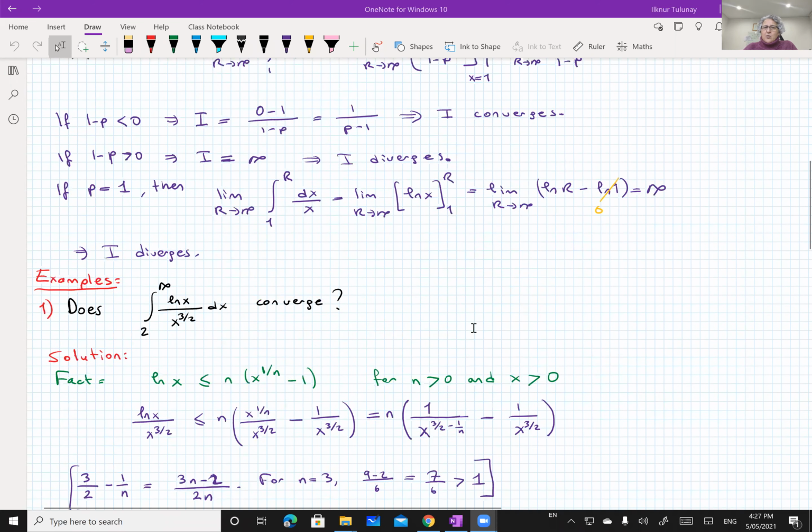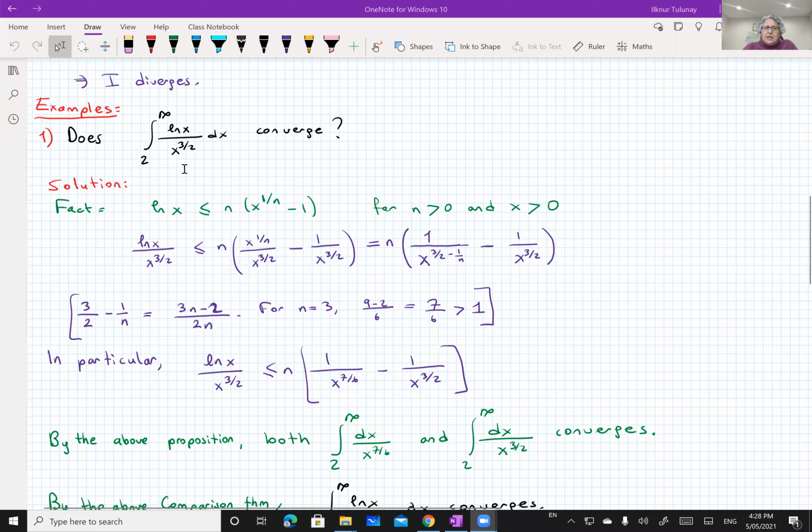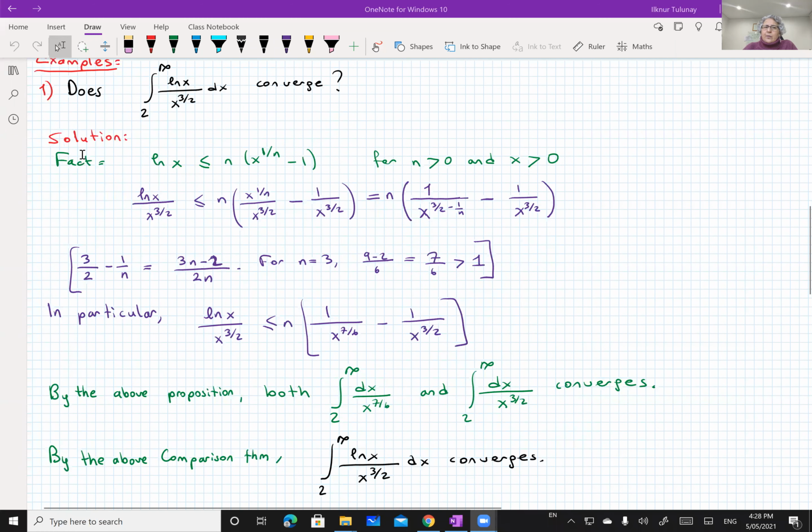Okay, let's do an example. The question is whether this integral converges or diverges. We need to find something bigger or something smaller to which we can apply the comparison test. So ln x is smaller than x to the n minus 1, over n, for n bigger than 0 and for all x bigger than 0. So this is a fact.